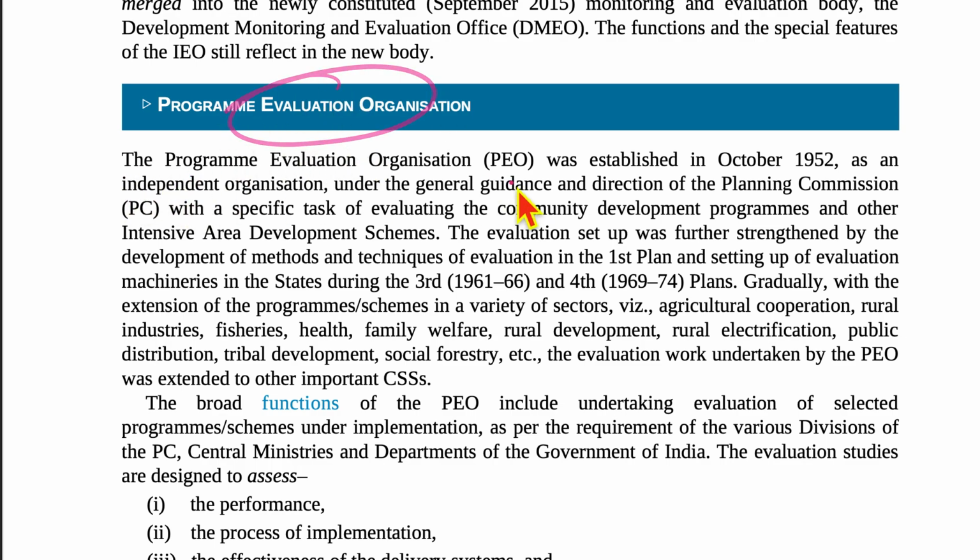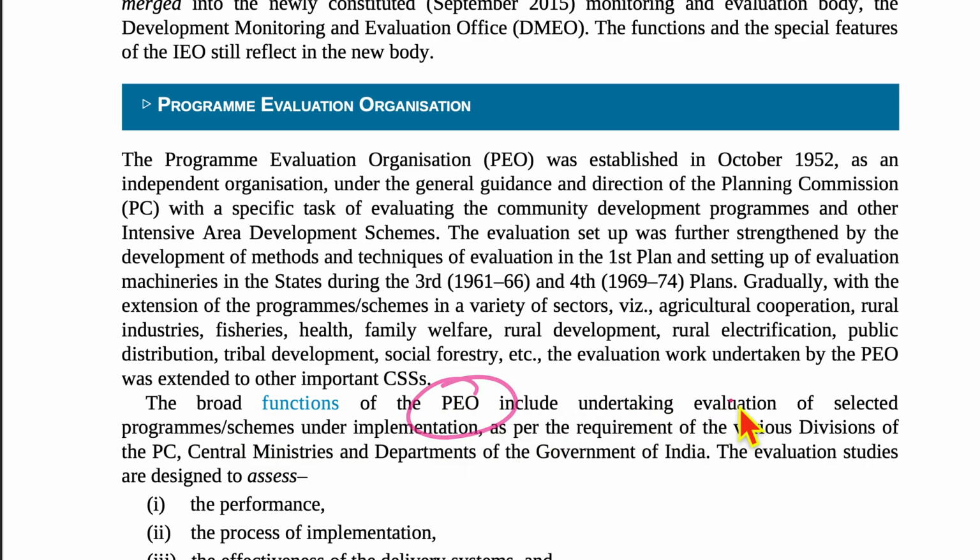Now, the Program Evaluation Organization was established in October 1952 as an independent organization under the general guidance and direction of the Planning Commission, with a specific task of evaluating the community development program and other intensive area development schemes. The evaluation setup was further strengthened by development of methods and techniques of evaluations in the first plan and setting up evaluation machinery in the states during the third and fourth plans. Gradually, with the extension of programs and schemes in a variety of sectors, which is agriculture, cooperation, rural industries, fisheries, health, family welfare, rural development, rural electrification, public distribution, tribal development, social forestry, etc., the evaluation work undertaken by PEO was extended to other important CSS.